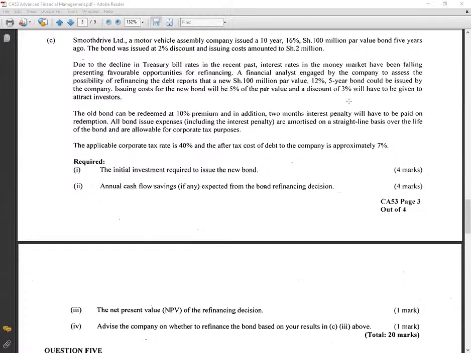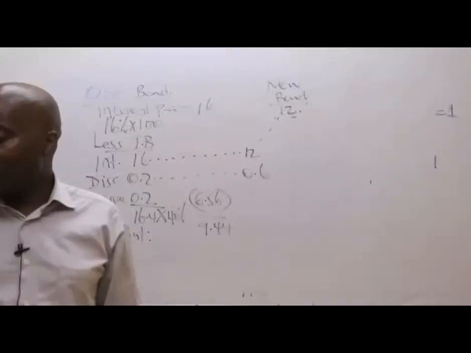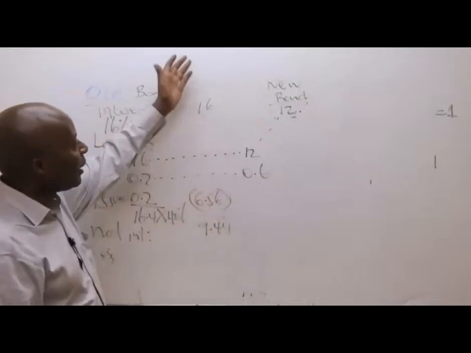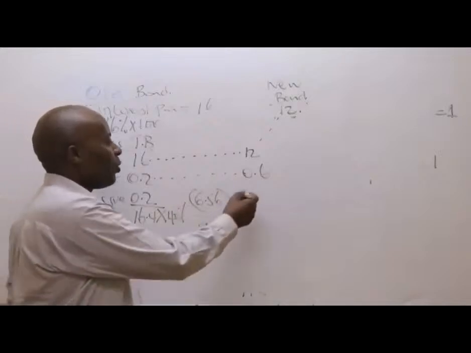From there, the issue cost of the new bond they have told us is 5. So 5% of 100, that's 5. So what is 5 divided by 5? I'm able to get my issue cost here very easily, so long as you remember that here the examiner wants an annuity. So then this will be 1.